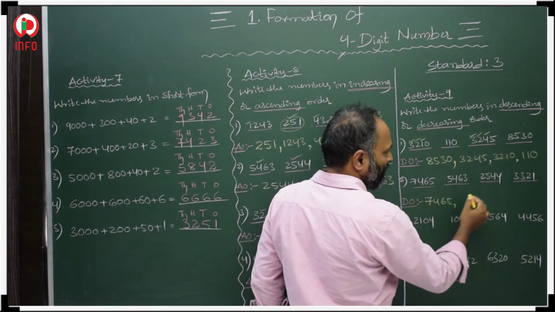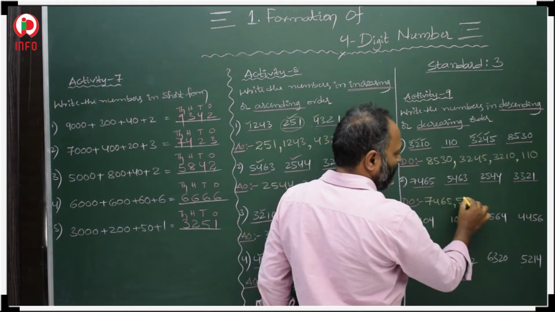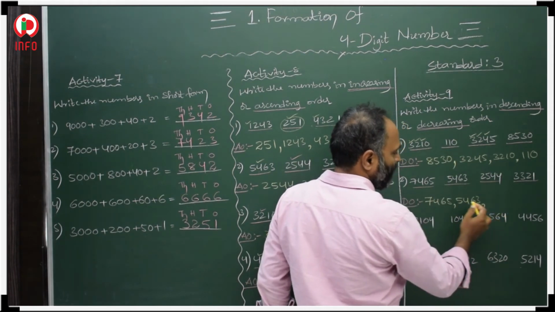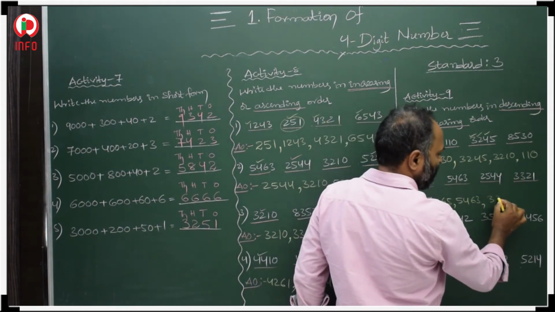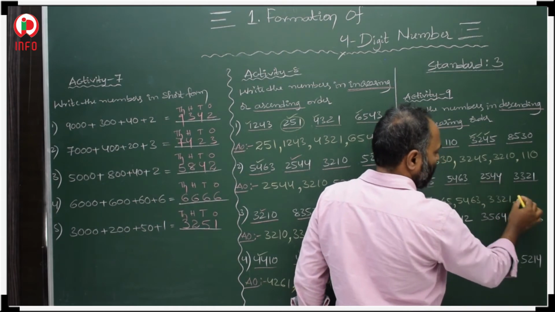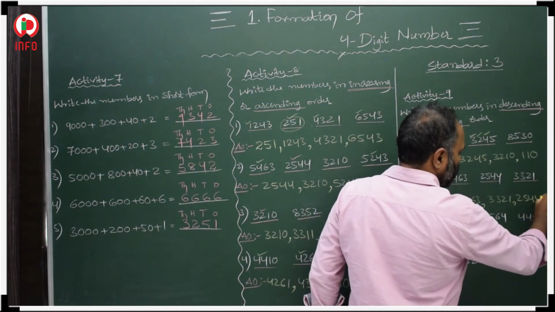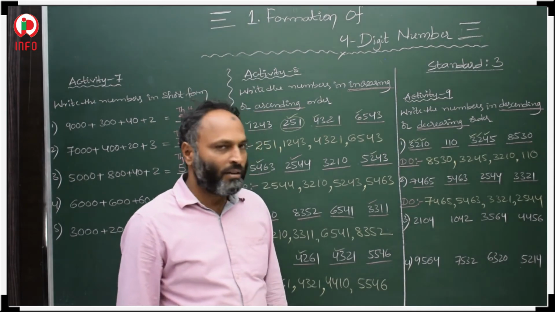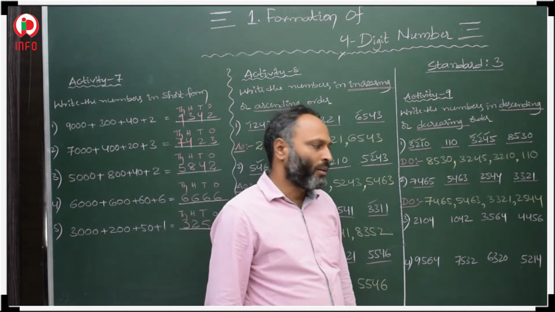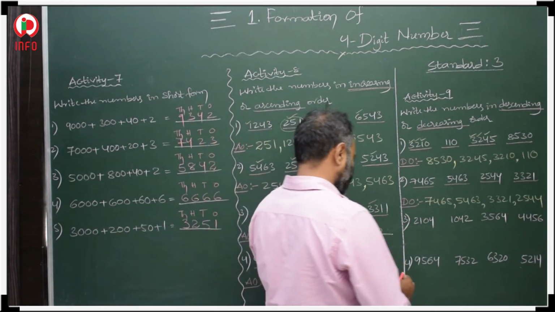7,465. After 7,000, 5,000 will come: 5,463. After 5,000, 3,000: 3,321. After 3,000, 2,000. In this way we have to write from bigger to smaller. That is descending order.